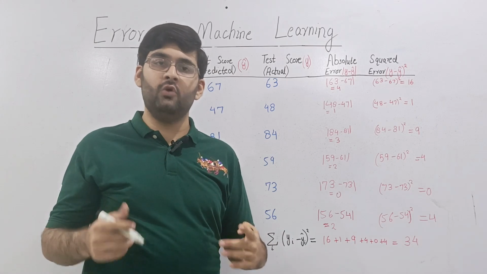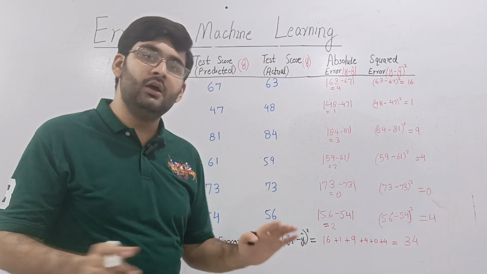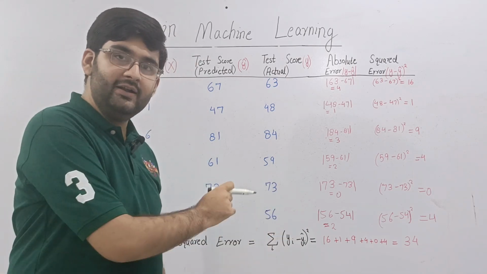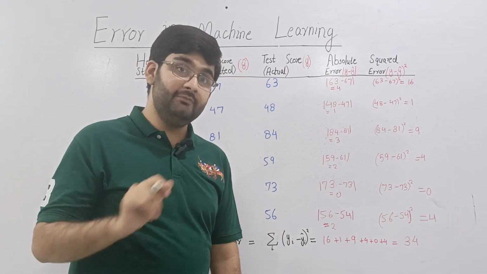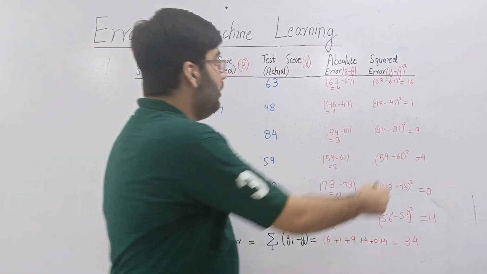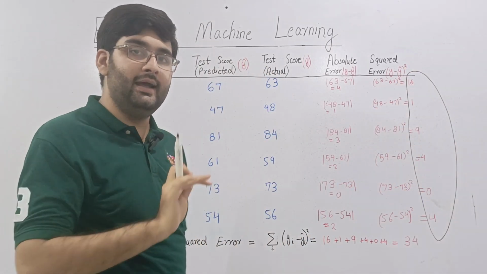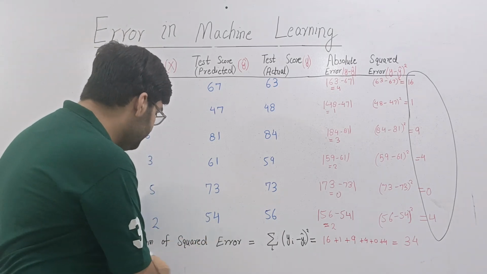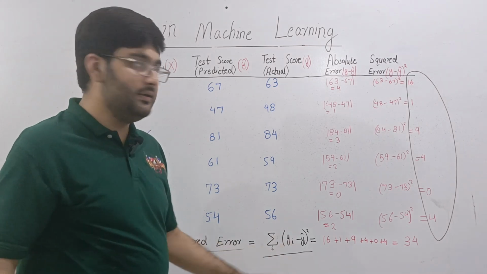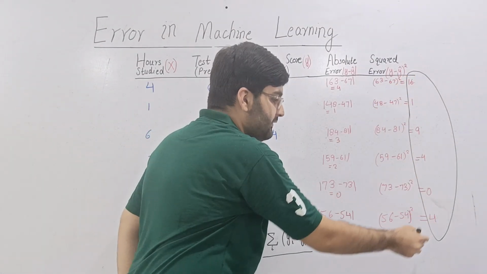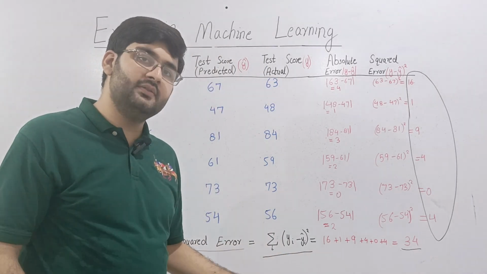But what if we want a bigger picture? We want to judge the model's performance on the whole data set instead of individual rows. So to solve that problem, what do we do? We sum up all these squared errors into one value, and that value is called the sum of squared error. This is its formula, and when we calculated it, that is when we summed up all these, the result was 34. So the sum of squared error was 34.